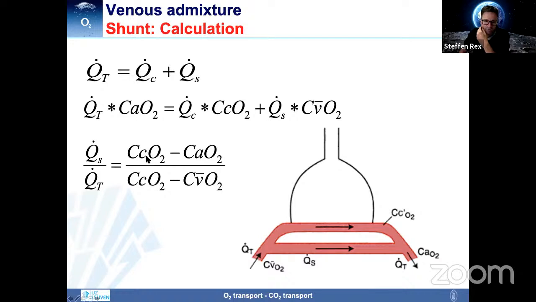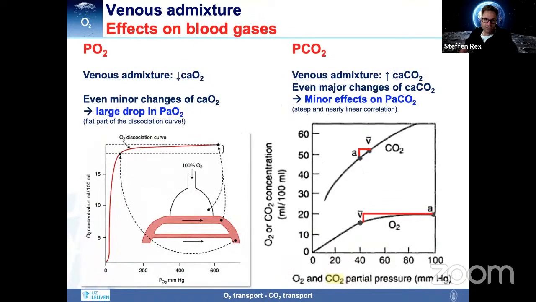For how can we measure the capillary oxygen content in the lung? This is done with a pulmonary artery catheter. You inflate the balloon of the pulmonary artery catheter, and then you take a blood gas, and this is set to correspond with the capillary oxygen content. So this is a formula how to calculate the shunt.